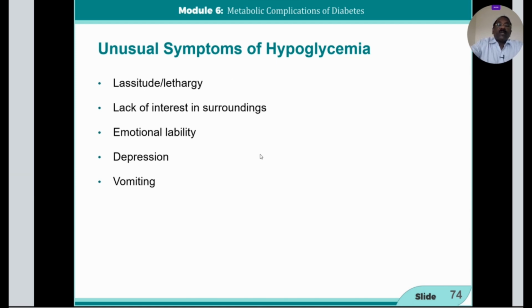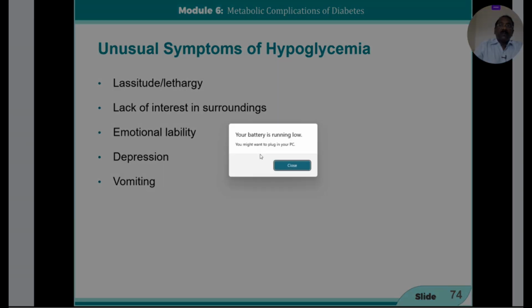Unusual symptoms of hypoglycemia: lethargy, lack of interest in the surroundings, emotional lability, depression, and vomiting. So these are also other symptoms of hypoglycemia. Depression: with chronic hypoglycemia, definitely there will be depression.